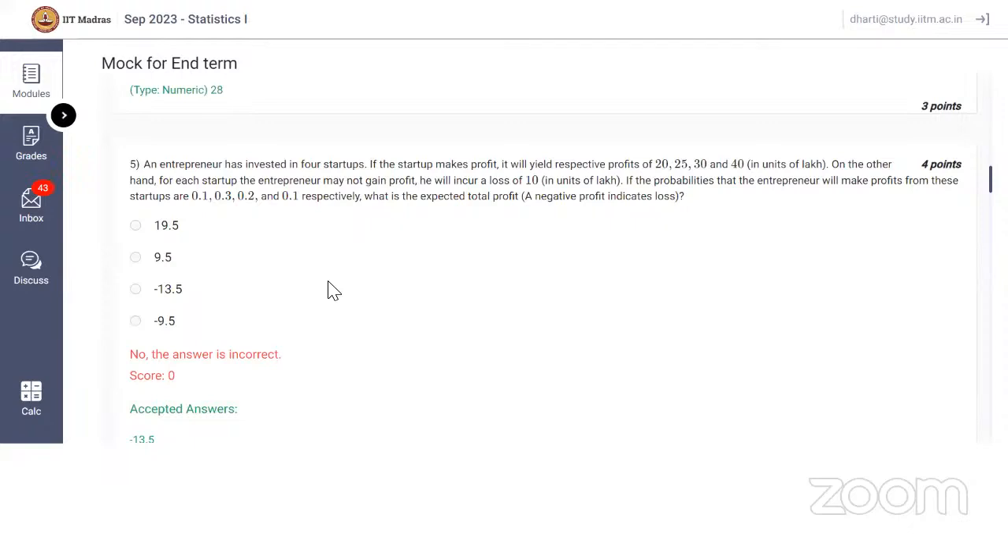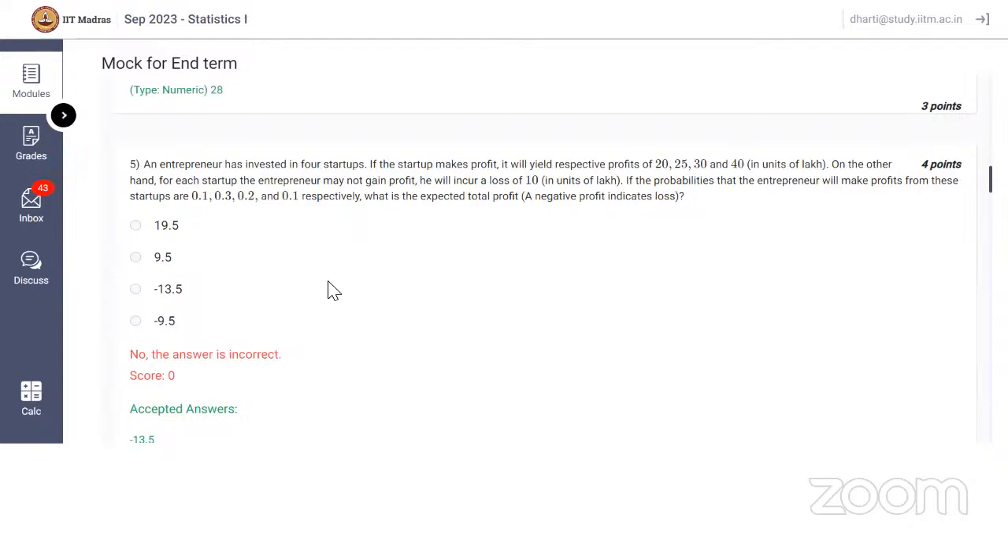Question number 5. An entrepreneur has invested in 4 startups. If a startup makes a profit, it will yield a respective profit of 20, 25, 30, and 40 in units of lakhs. On the other hand, if the entrepreneur does not gain a profit, then he will incur a loss of 10.